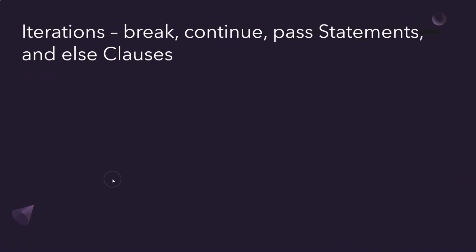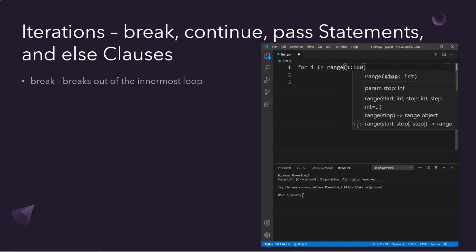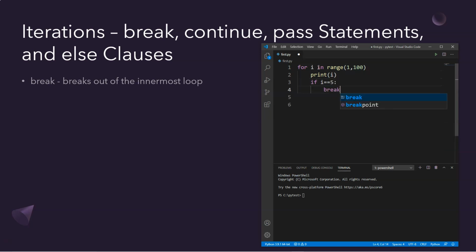Within the iterative loops, there are some special statements and clauses which are used, like break, continue, pass, and else. The break clause is used to get out of the innermost loop. For example, we have a loop for i in range 1 to 100, print i, if i is equal to 5, break. Let's see what happens. It printed 1, 2, 3, 4, 5. As soon as it reaches 5, it came out of that loop.